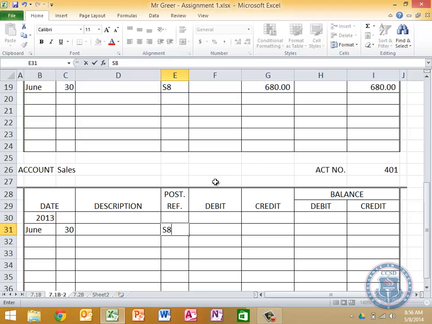So S8 is the posting reference, and is this a debit or a credit? I'm going to just pause and say, are you sure? How would we know?